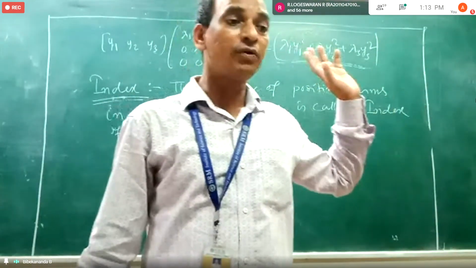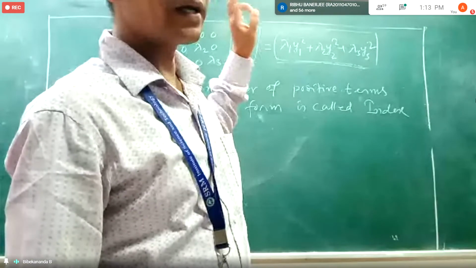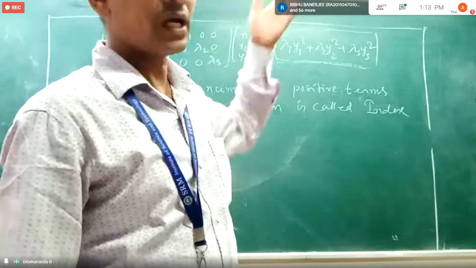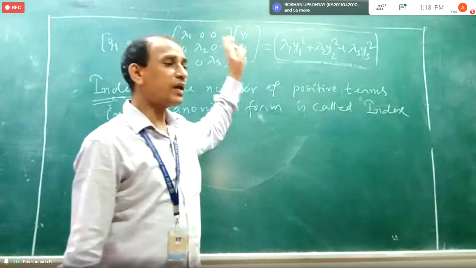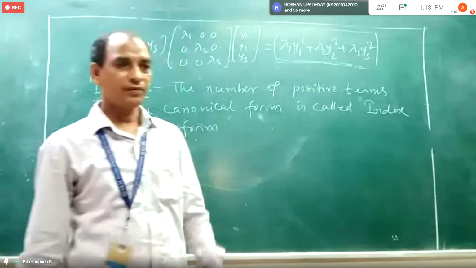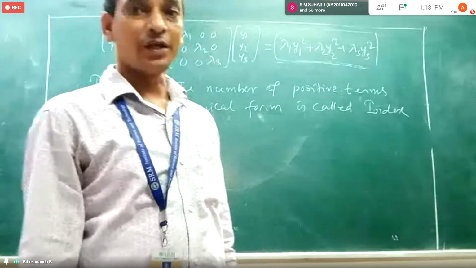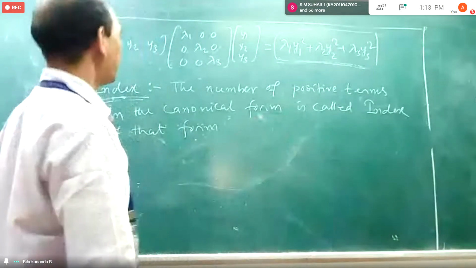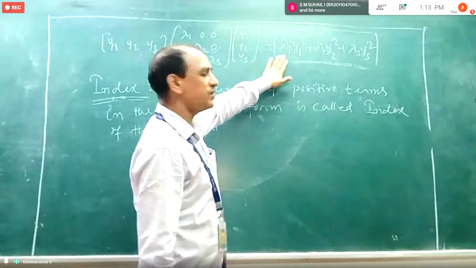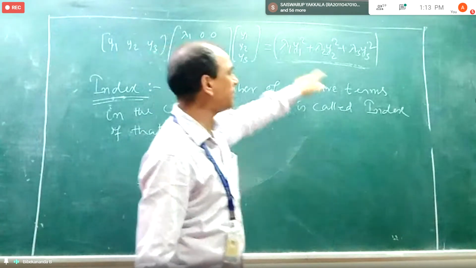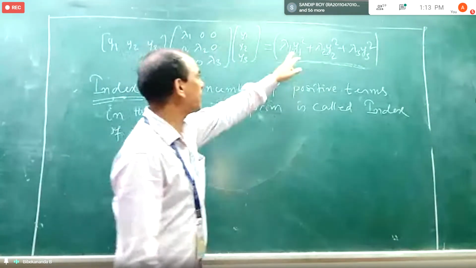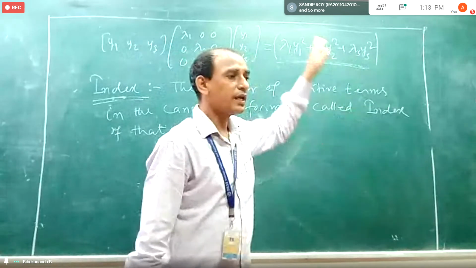Here one thing we will remember, that under the condition determinant is non-zero, that we will discuss in the positive definite. So here all the terms are positive. Then what we say? The index of this canonical form is 3, because we are having 3 terms and each of them are positive.